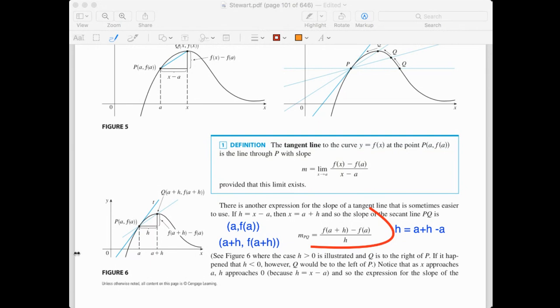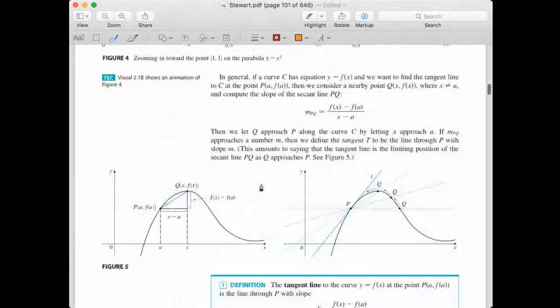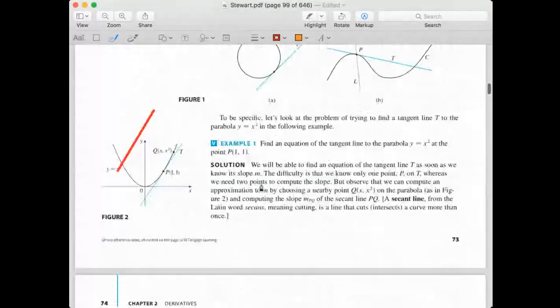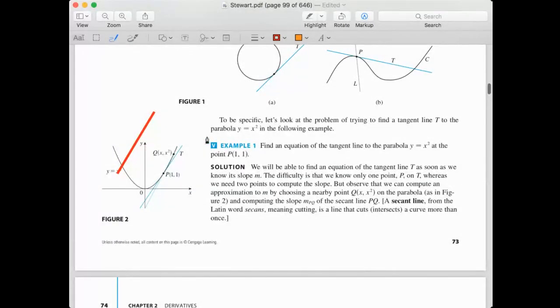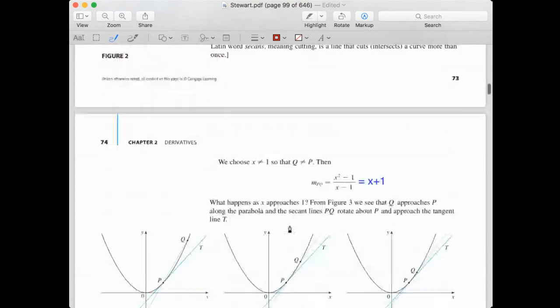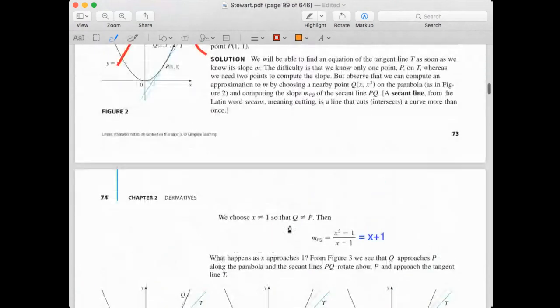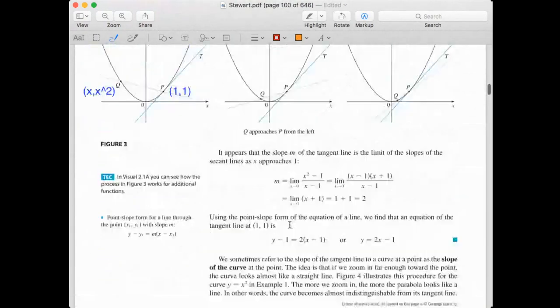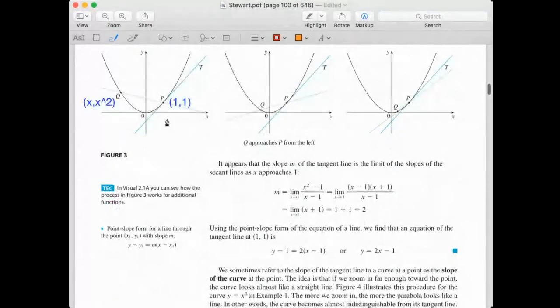Oh, how did I get (1, 1)? No, that's given. (1, 1) is given in the question. So we're talking about example 1. So (1, 1) is a given point, because this question is too long. So that's why this point is given in the question.